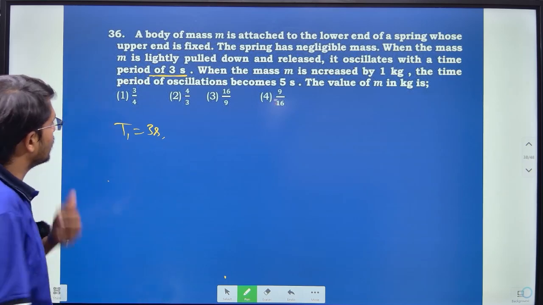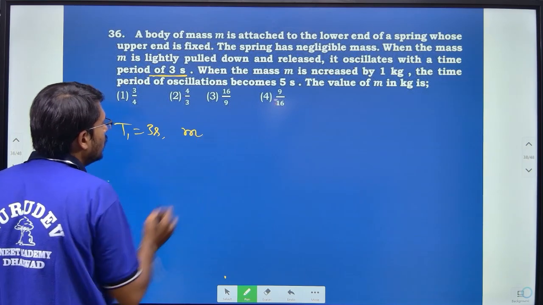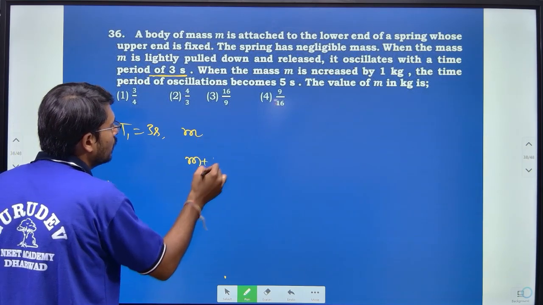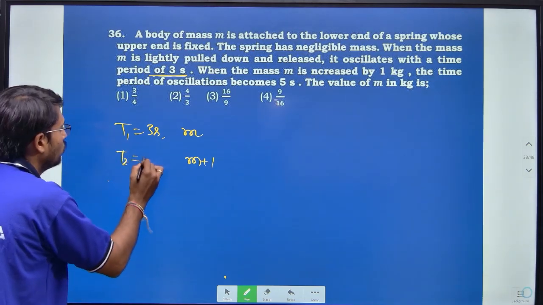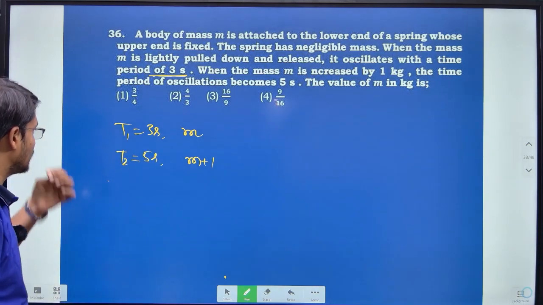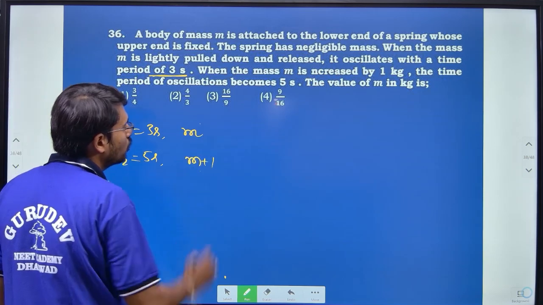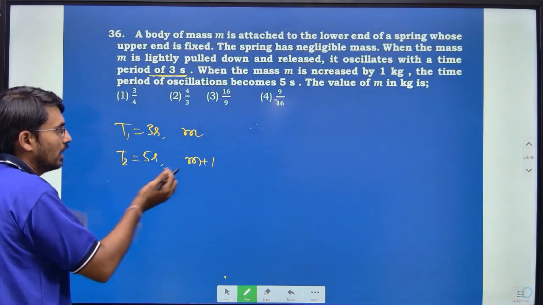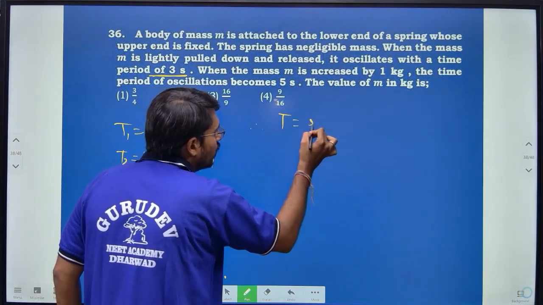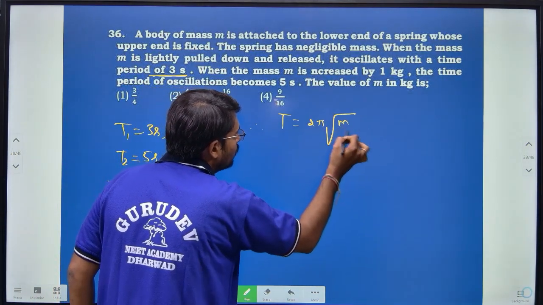And then the mass is increased by 1. In the beginning it has m, and later it becomes m plus 1, and they have also given that T2 equals 5 seconds. As a result, what we have to find is m here. To find this, we know the relation for the time period: 2 pi root of m divided by k.